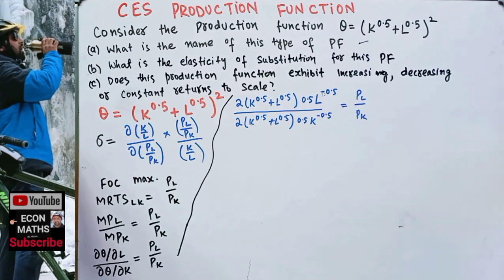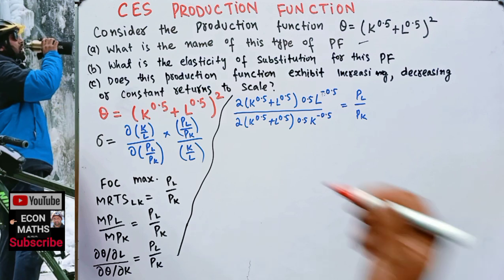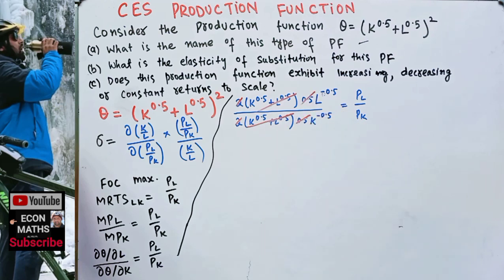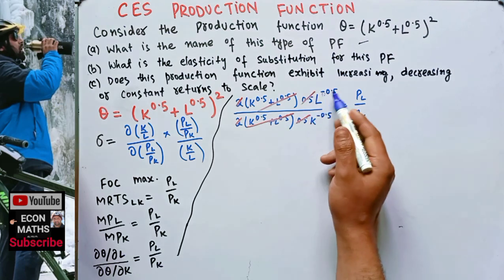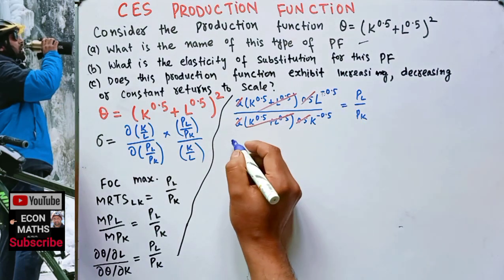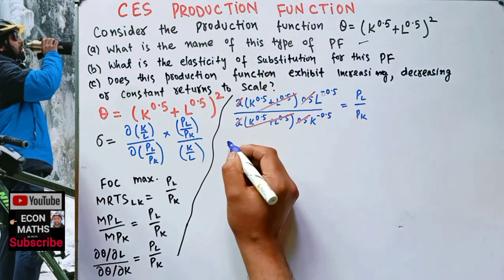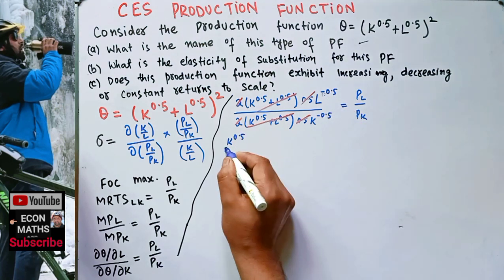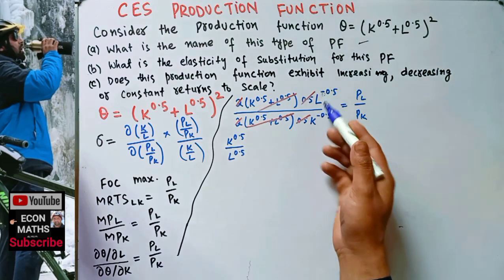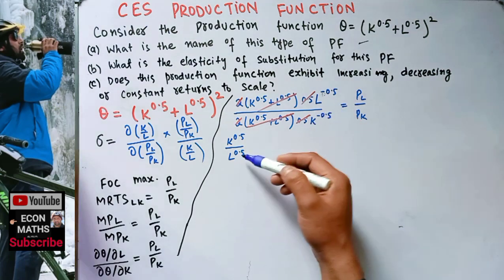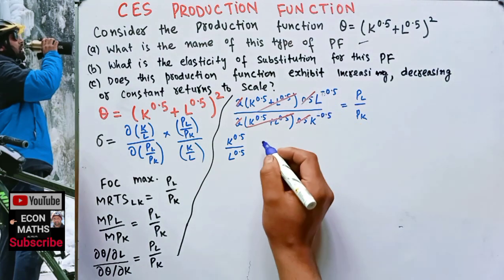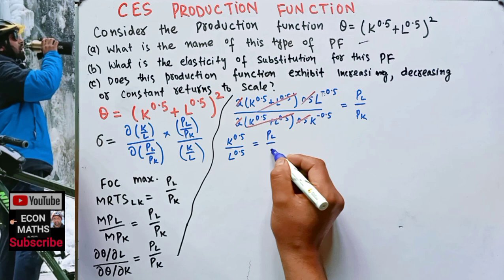Okay, here we can do some cancellation. In fact, we can do a lot of cancellation here. 2 and 2 get cancelled, this gets cancelled, 0.5 gets cancelled with this. So we are left with L to the power 0.5 divided by K to the power 0.5. If I transpose these, it will become K to the power 0.5 and L to the power 0.5. I have transposed the denominator term to the numerator, the exponent sign gets changed, and similarly I have transposed the numerator to the denominator. So it should be equal to price of labor upon price of capital.